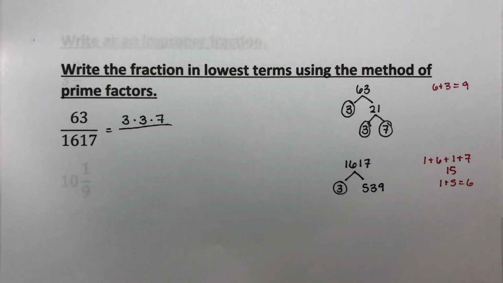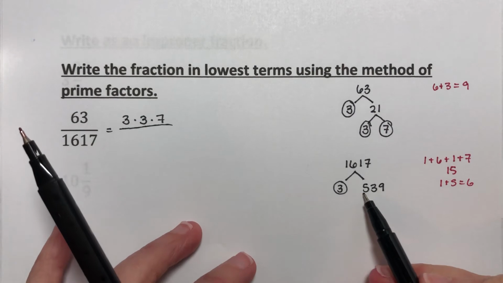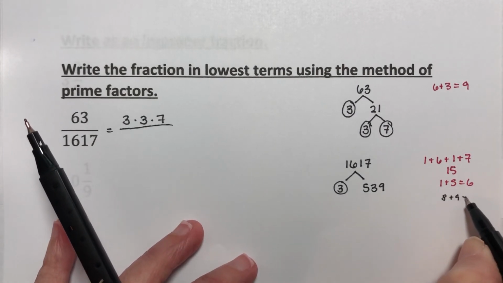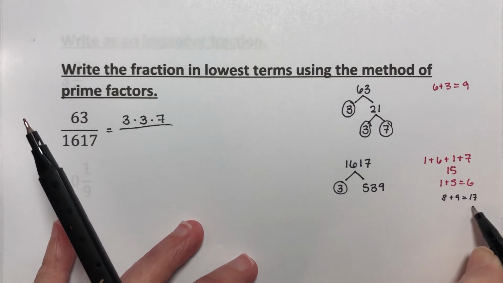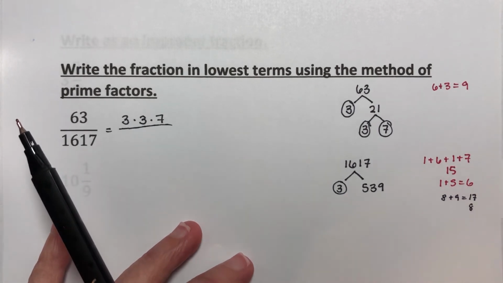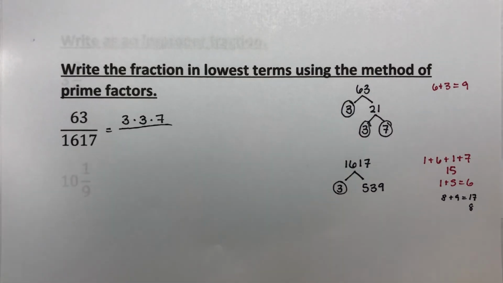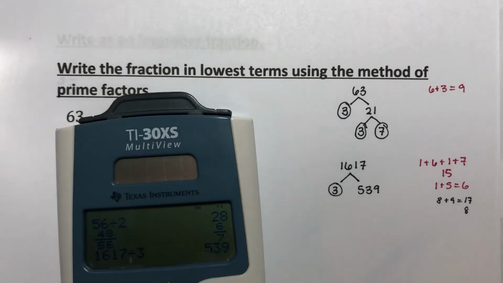Okay, so let's see here. 5 plus 3 is 8. 8 plus 9 is 17. And 1 plus 7 is 8, so I don't have another 3 in there. Okay, let's see if it's divisible by 7. There is a rule for divisibility by 7, but it's so ugly and so hard to deal with. It's easier, even if you have to do long division on paper, to do it that way.